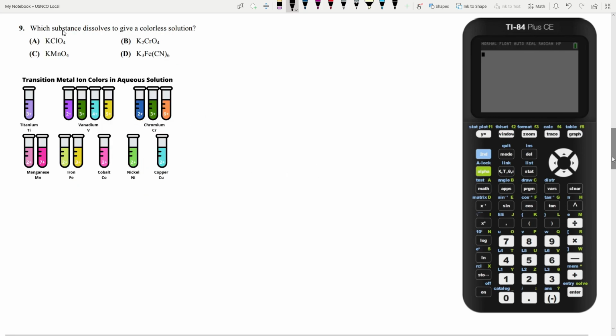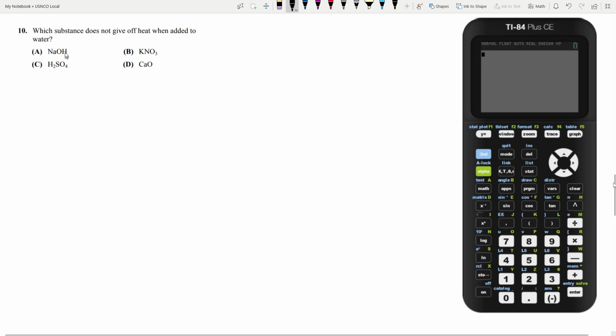Let's move on to number 9. Which substance dissolves to give a colorless solution? So this is where you would usually need to know your colors of aqueous solutions, but this question is a little more simple. In order to have a colored solution, you would need some sort of transition metal somewhere in your solution. So you can see that most of the answer choices have some sort of transition metal. This has chromium, this has manganese, this has iron, but A doesn't have any transition metals. So it's impossible for A to be colored. Therefore, without knowing any of these, you could immediately say that your answer is answer choice A.